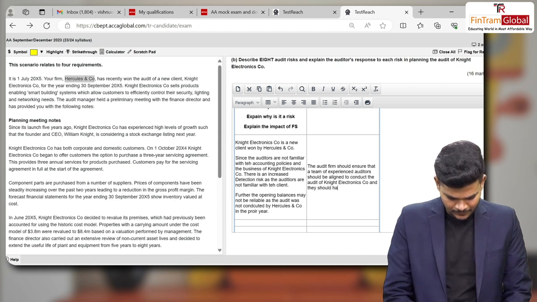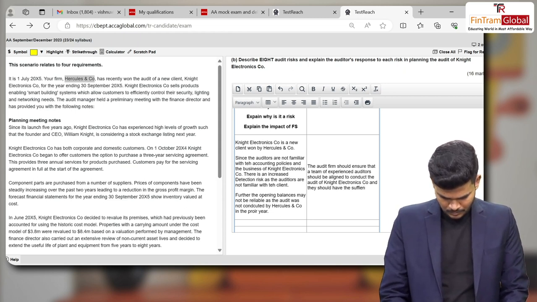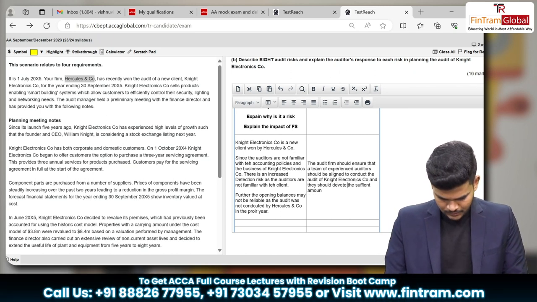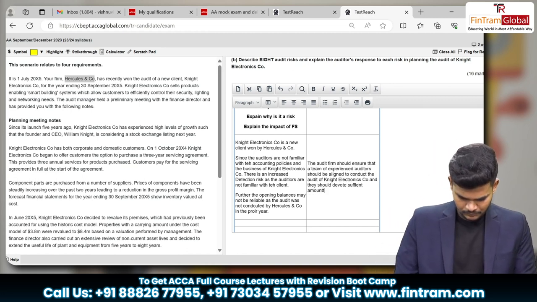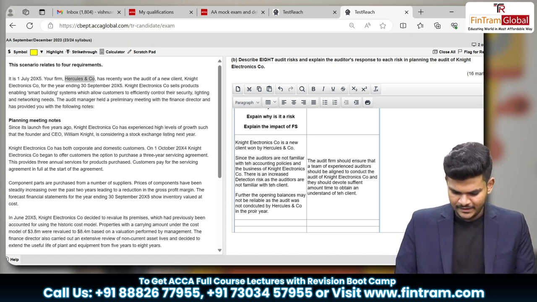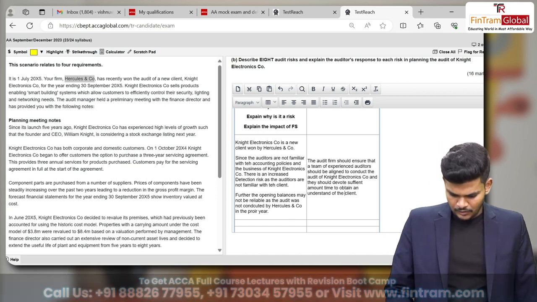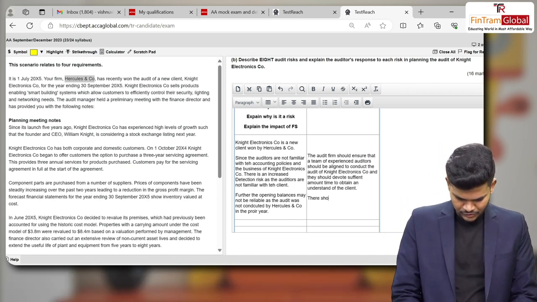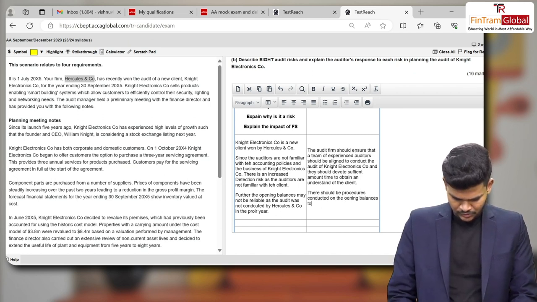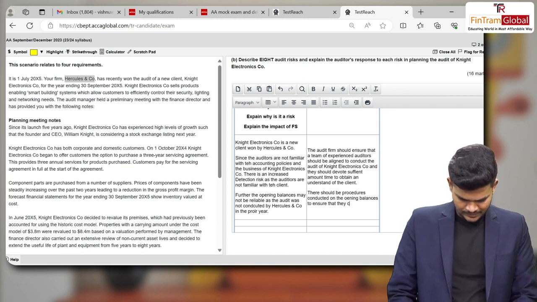And they should devote sufficient amount of time to obtain an understanding of the client. Folks, why exactly are we doing this? Because it's a new client, isn't it? And what else? There should be procedures conducted on the opening balances to ensure that they can be relied on, isn't it?